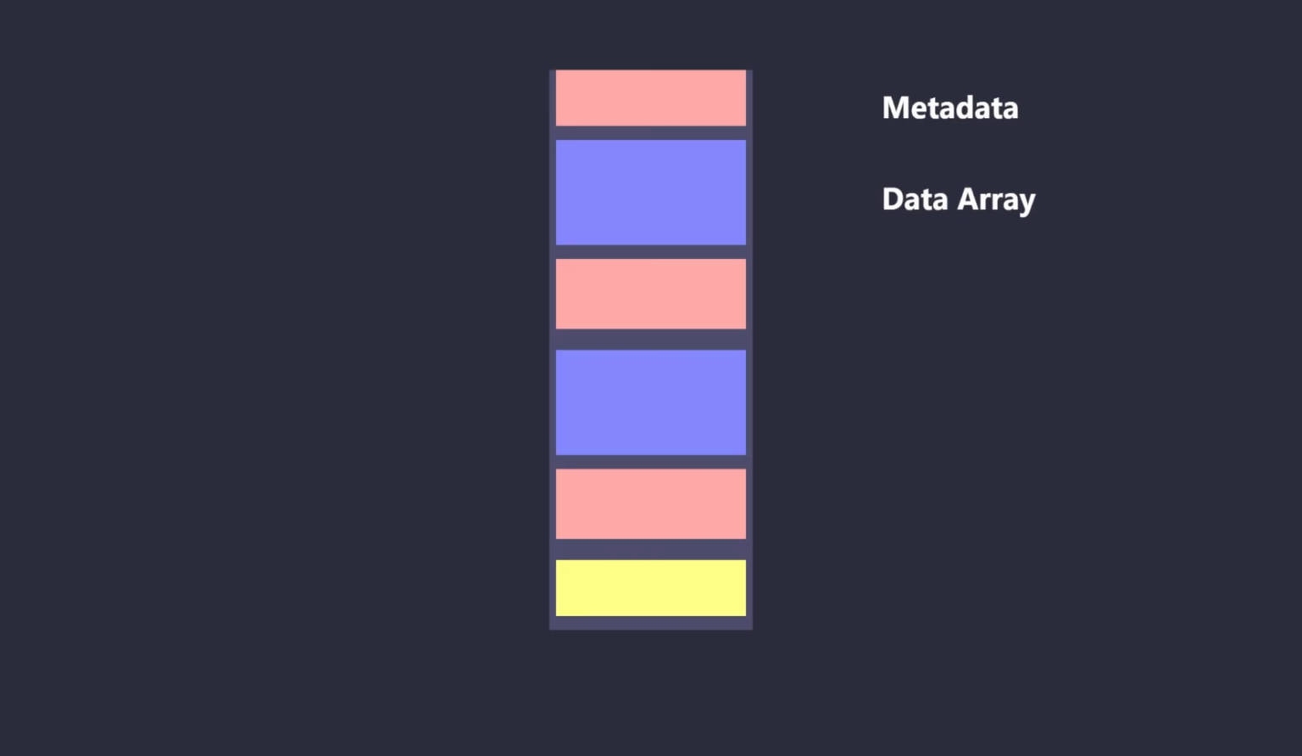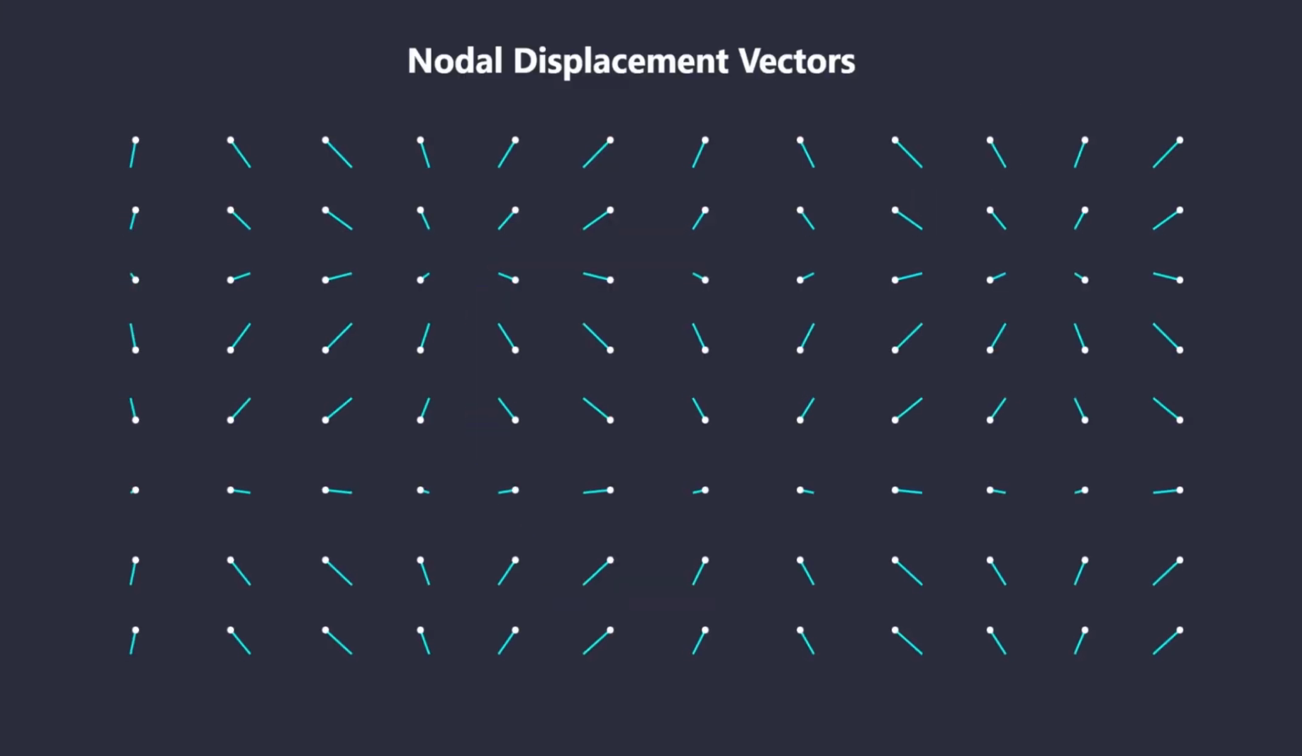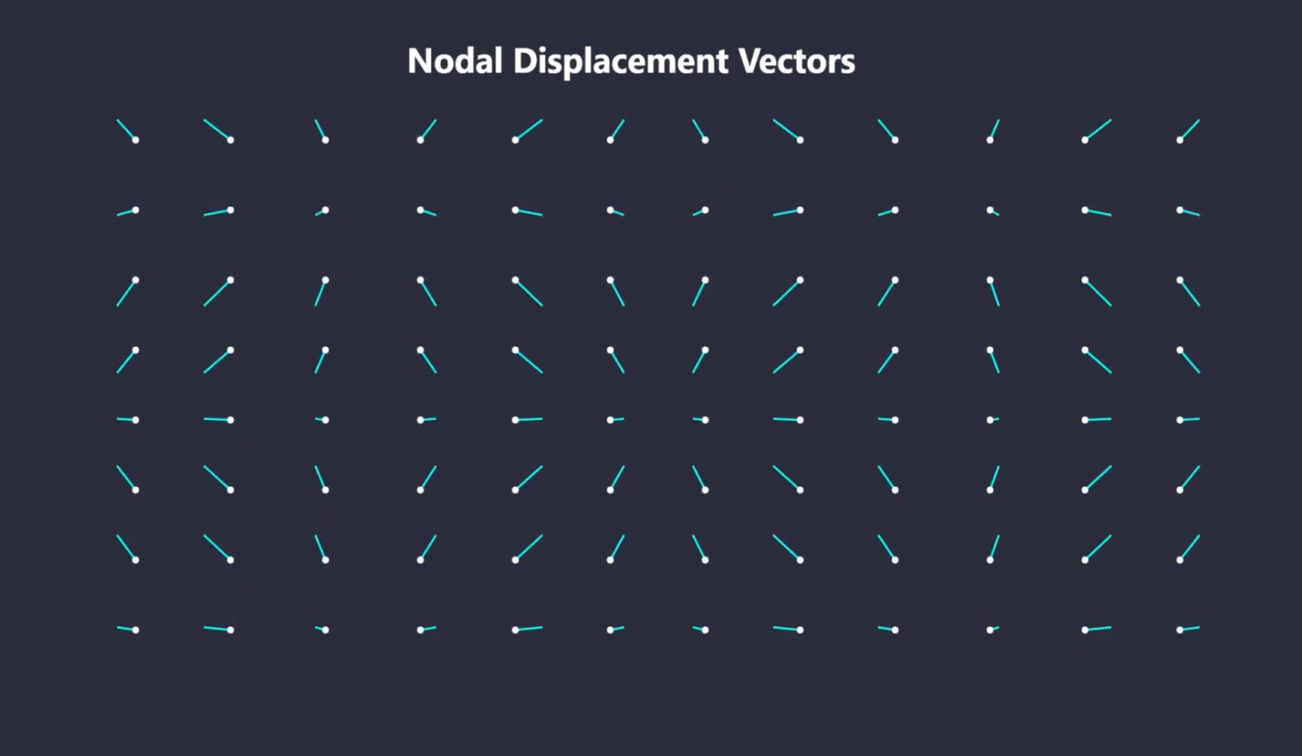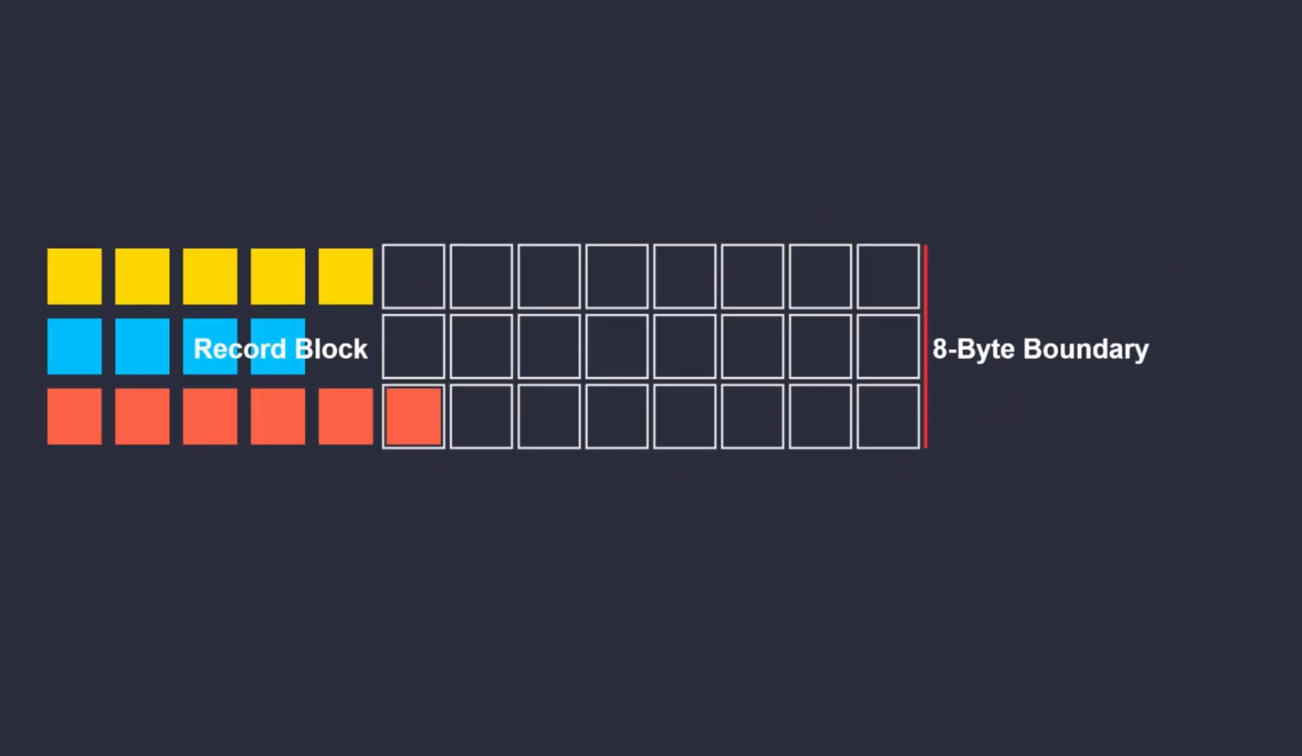Follow address references found in the file trailer. These pointers usually link back to the start of large result arrays, allowing the parser to skip irrelevant metadata and jump directly to nodal displacement vectors. Mastering these jumps is essential for navigating files that exceed several gigabytes in size.